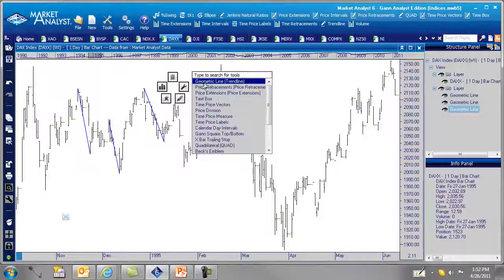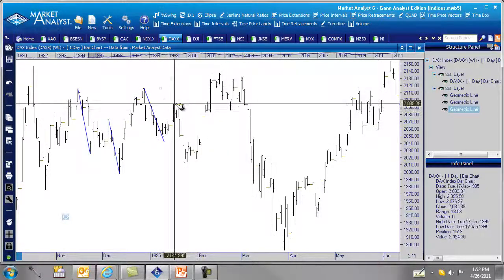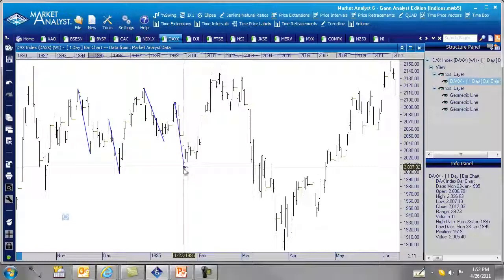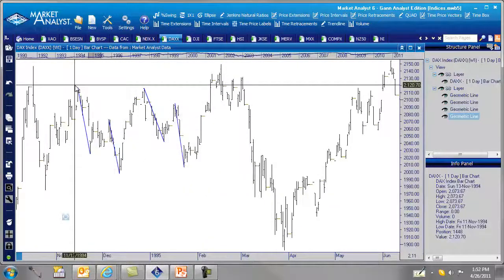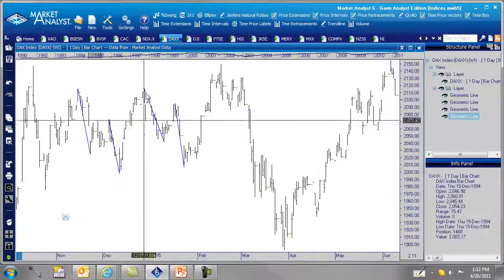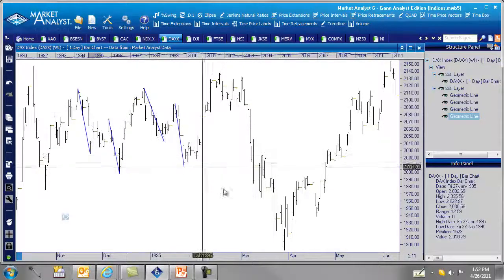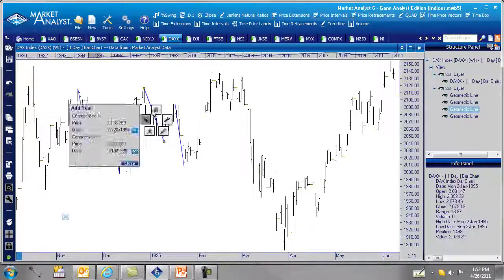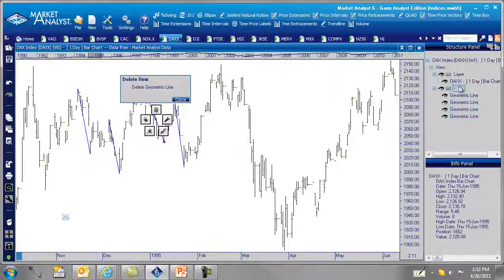Right click, trend line. Okay, so you can see that: A, B, C, D. A, B, C, D. There's two of them, so let's just work on the first one. Let's just delete the whole layer here.